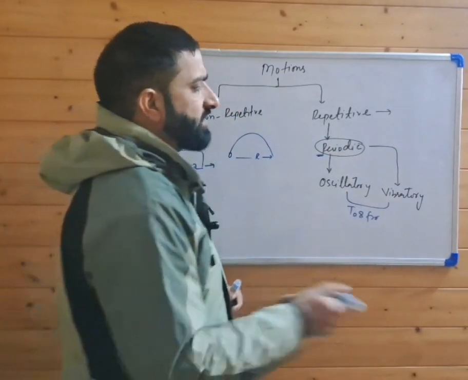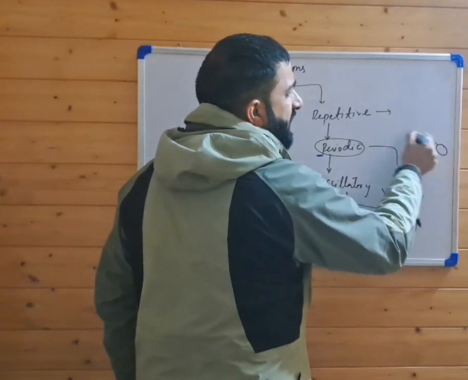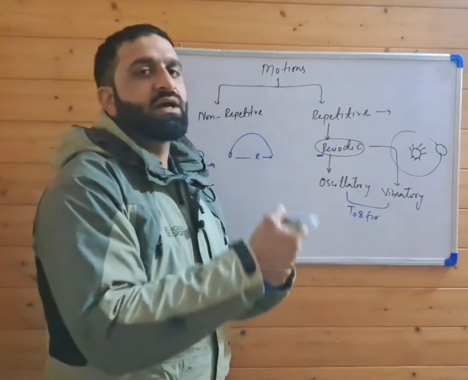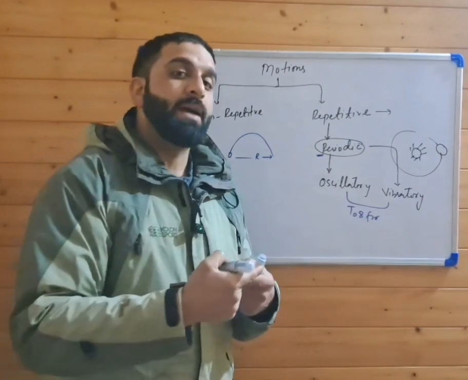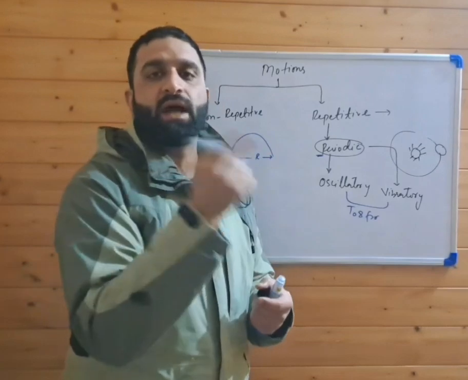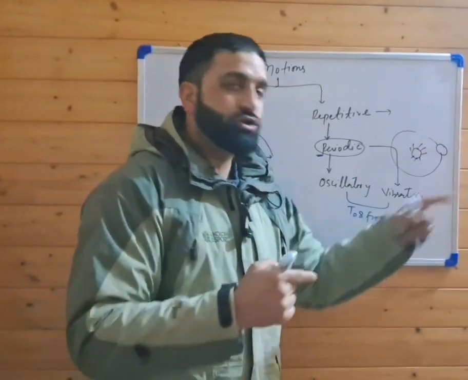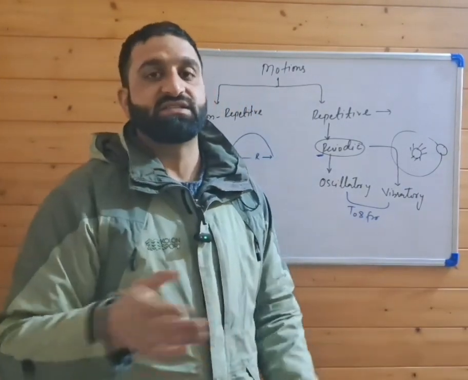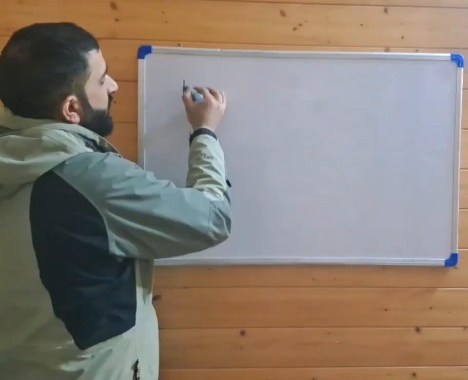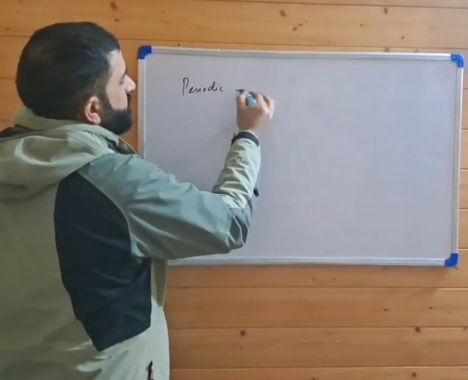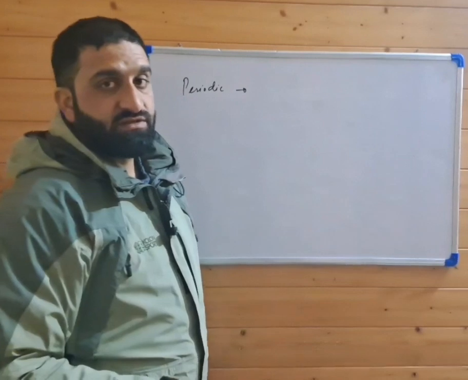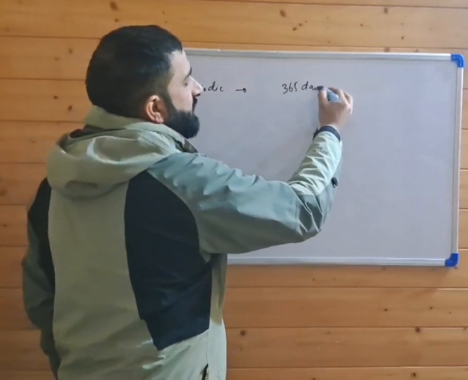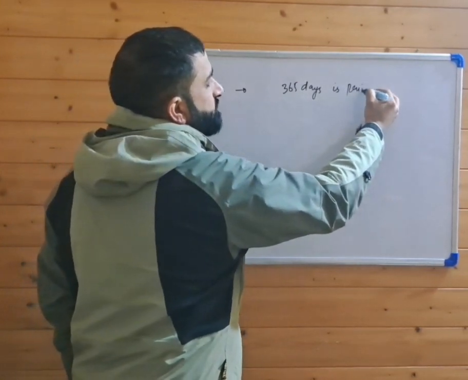Likewise, we can take example of Earth revolving around the sun. When the Earth revolves around the sun, it completes one period in 365 days, but the Earth does not move to and fro about its mean position. That means the motion of the Earth around the sun is a periodic motion but is not oscillatory or vibratory. Let us discuss in detail about the example. If we talk of periodic motion, the motion of Earth around the sun which completes its revolution in 365 days is periodic motion.